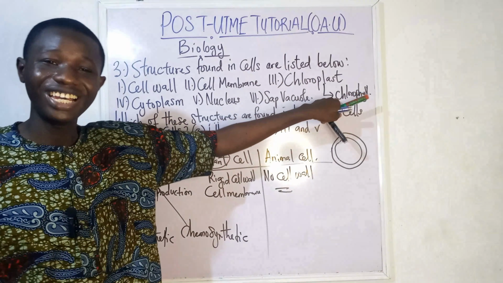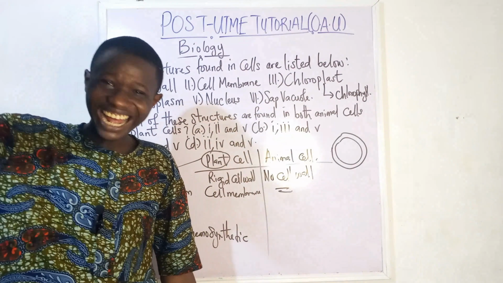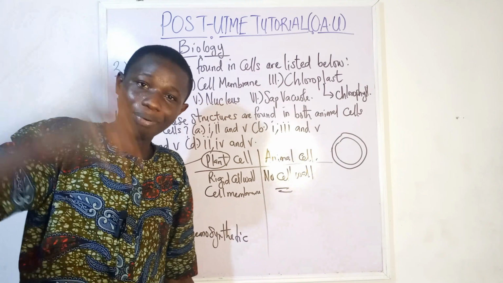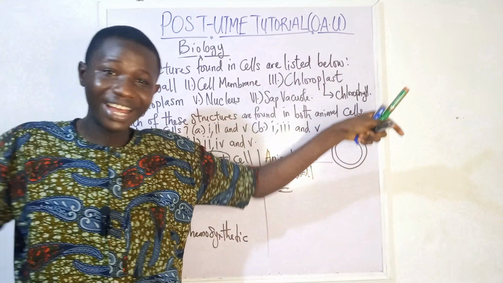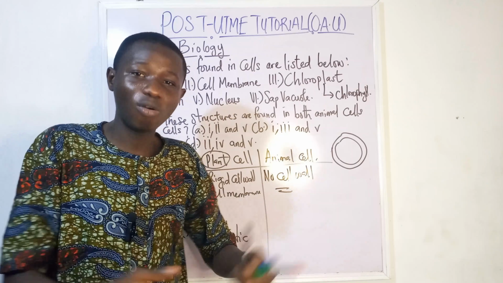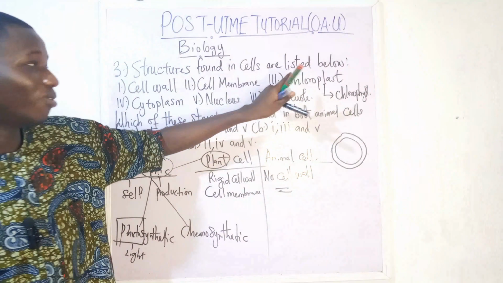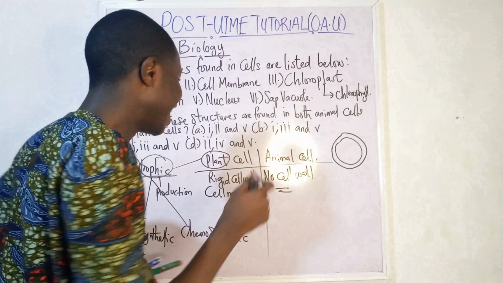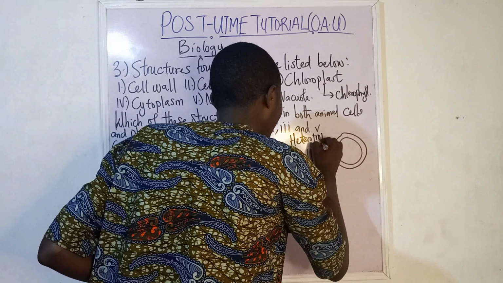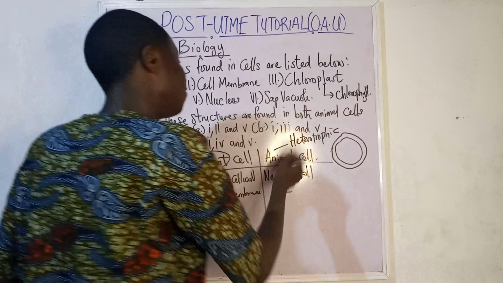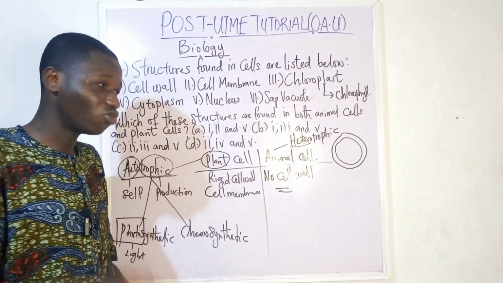So chlorophyll, what is now the function of this chlorophyll? Chlorophyll is what traps light energy from the sunlight and uses that light energy to perform some reactions for the manufacturing of food. So don't forget chloroplast now, because animals, they are heterotrophic in nature. Heterotrophic in nature means they feed on the plant. They depend on plants for food. They cannot manufacture food on their own.